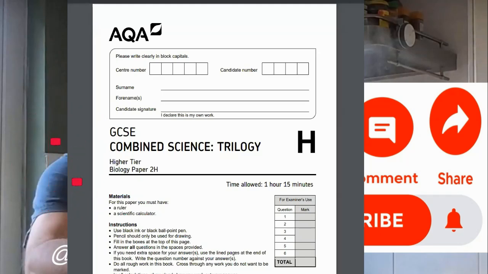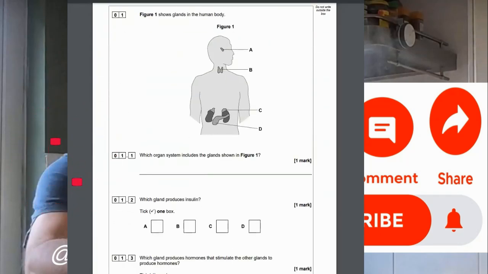I recommend you pausing the video at the start of each question before getting into it. All right, let's go. Question 1, Figure 1 shows the glands in the human body. We've got A, B, C, and D, 4 different glands, and 1.1 says which organ system includes the glands shown in figure 1. What glands do we have? We've got the pituitary, the thyroid, the adrenal gland, and the pancreas. So which organ system contains all 4 of these glands?